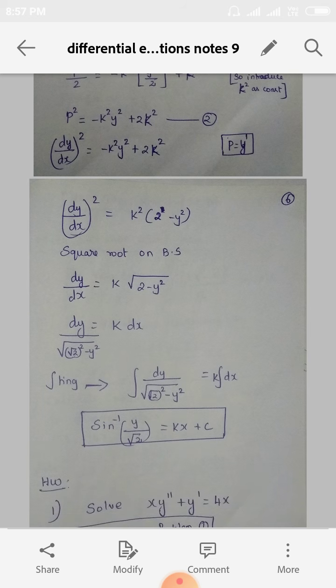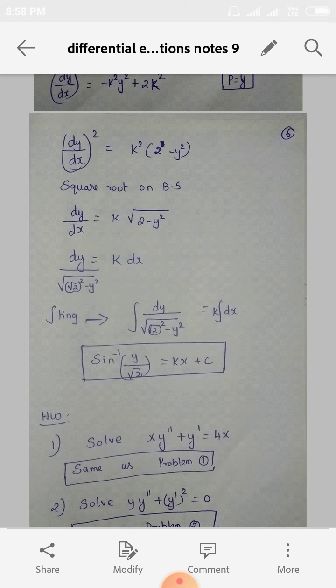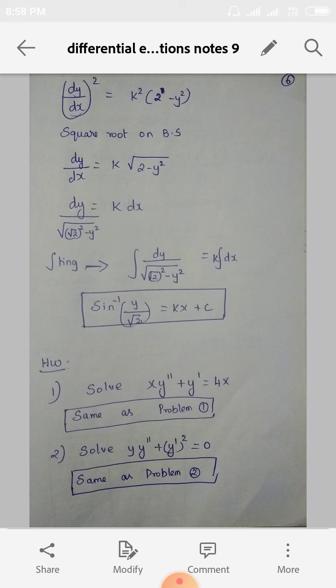Now, dy by dx the whole square is equal to, take k square outside, k square into 2 minus y square. So, by removing the square, we have to introduce the square root on both sides. So, the term becomes dy by dx is equal to k into root of 2 minus y square.